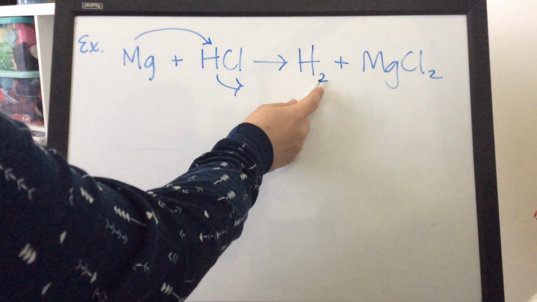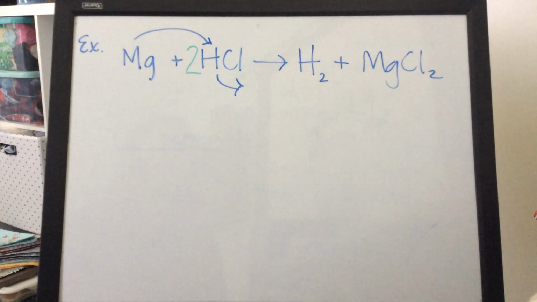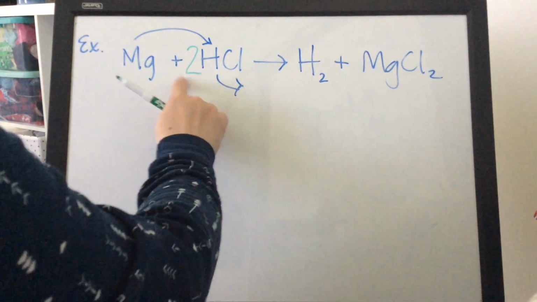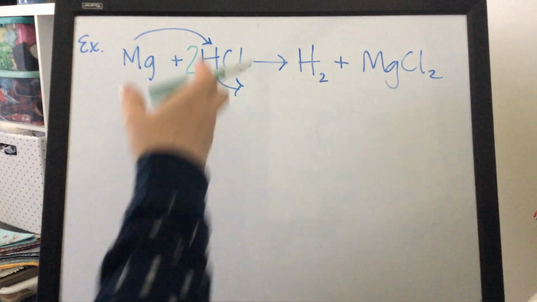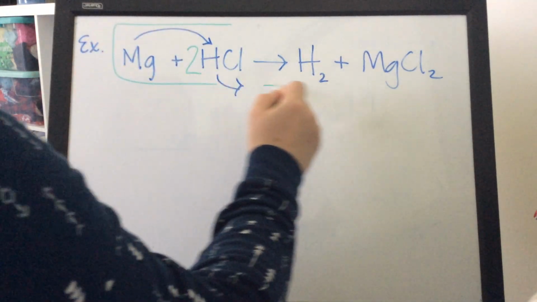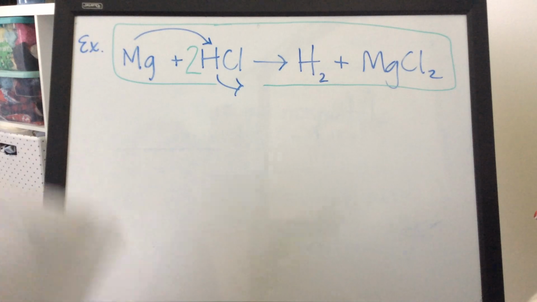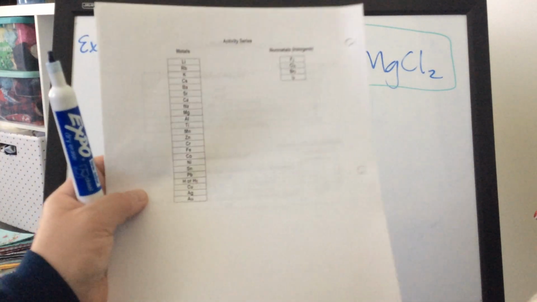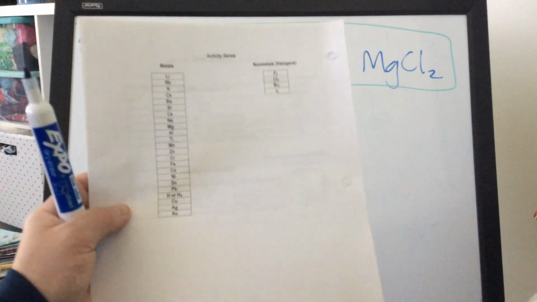Now my reaction is not balanced, but I can fix that quite easily. I have 2 hydrogens on this side, only 1 here. Putting a 2 there will fix my hydrogen problem. Gives me 2 chlorines. I have 2 chlorines, 1 Mg and 1 Mg. So this is the reaction. And if you did this reaction in a lab, we would expect to see something, because based on the activity series, we have learned that magnesium can in fact kick out hydrogen.